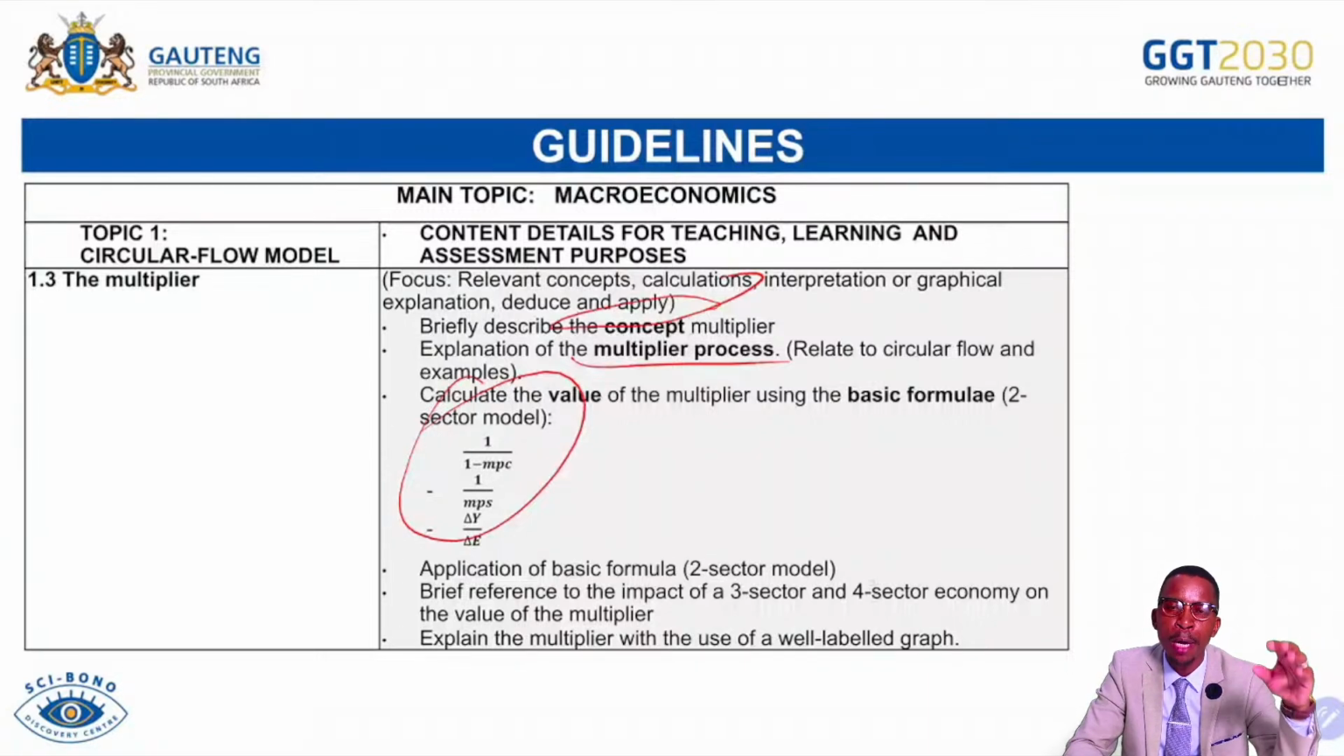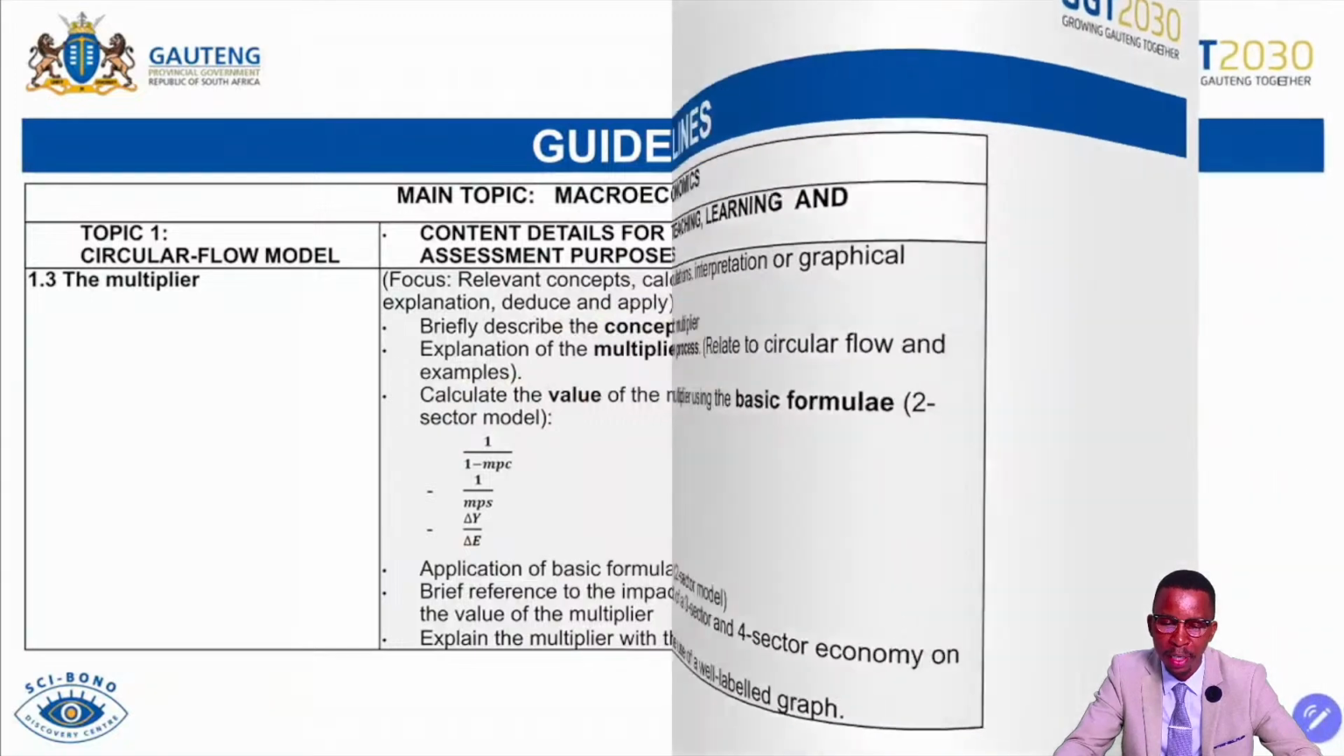Given the graph, be able to interpret and answer questions, and be able to draw the graph on your own. That is also important so that you can obtain marks on your multiplier questions.